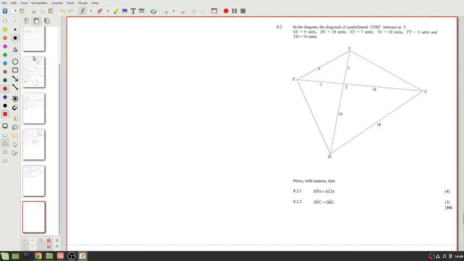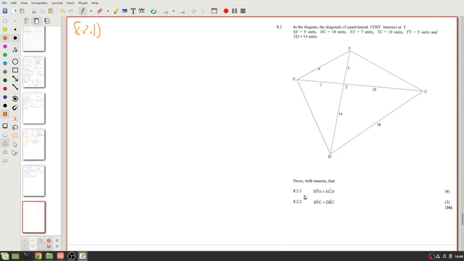Question 8.2, only 2 questions here. So 8.2.1. So we have this quadrilateral here, and we don't know anything about any of the angles. All we're given is some of the sides.